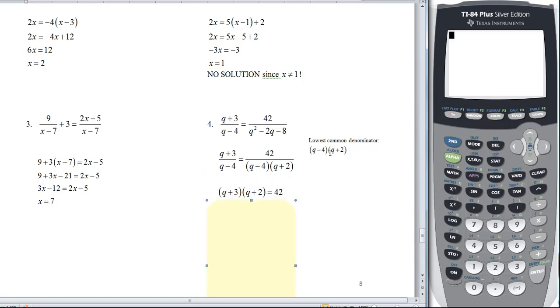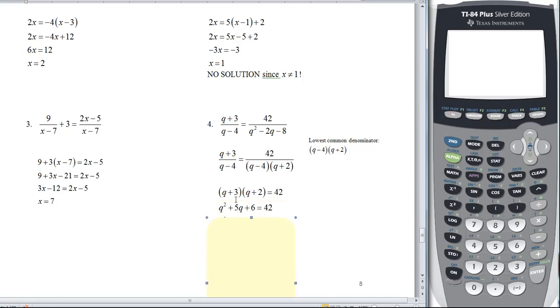So if I multiply both sides by this, think about this. On this side, this denominator would completely cancel out. That's why I've got a 42 left. On this side, the q minus 4s would cancel, and I would have q plus 3 and q plus 2. Guys, this is a quadratic.